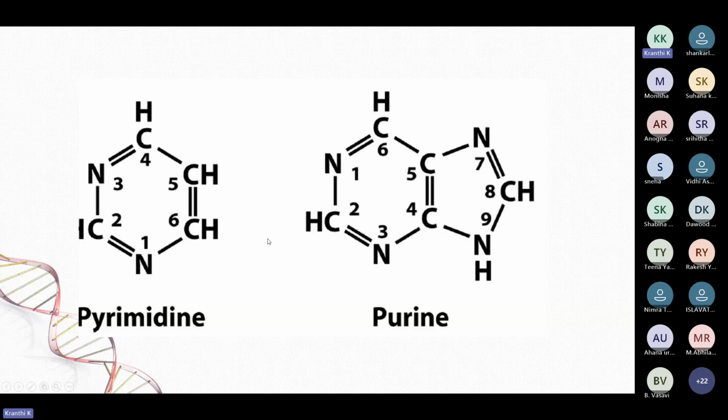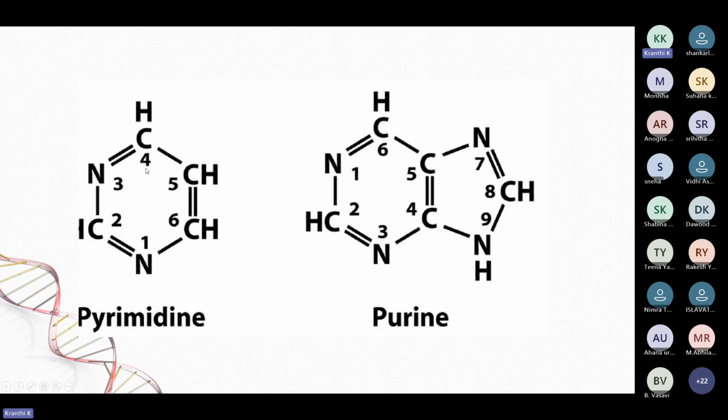Then coming to the pyrimidine, you see the complete structure here: 1, 2, 3, 4, 5, 6. Then 1, 2, 3, 4, 5, 6, 7, 8, 9, because purine is a double ringed structure. Just now we discussed, purine means pure as two gold rings, right? So it is having two rings.